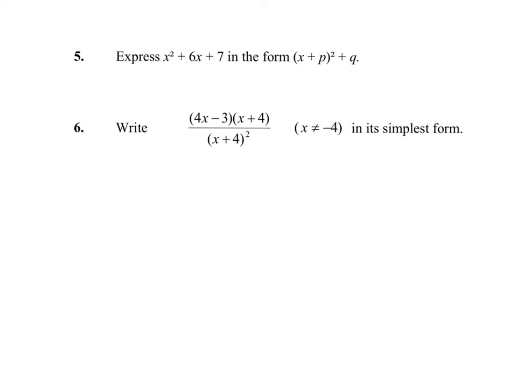Question 5, completing the square. So x squared plus 6x plus 7, square bracket, plus 7. x squared becomes x, sign stays the same, half the coefficient of the x term. 3 squared is 9. It's 9 that we don't want, minus 9.